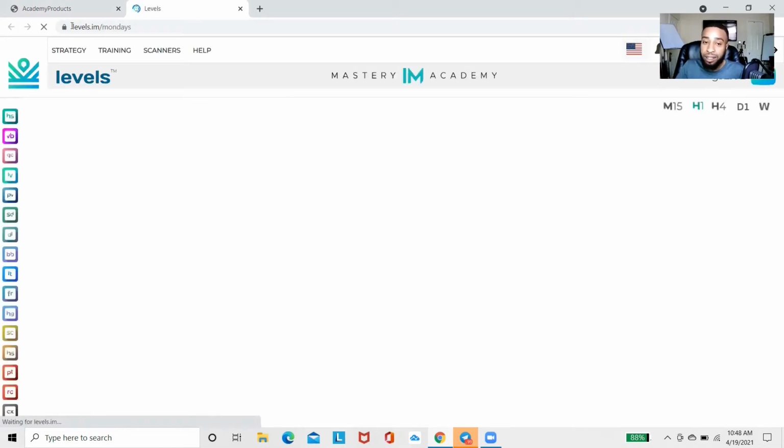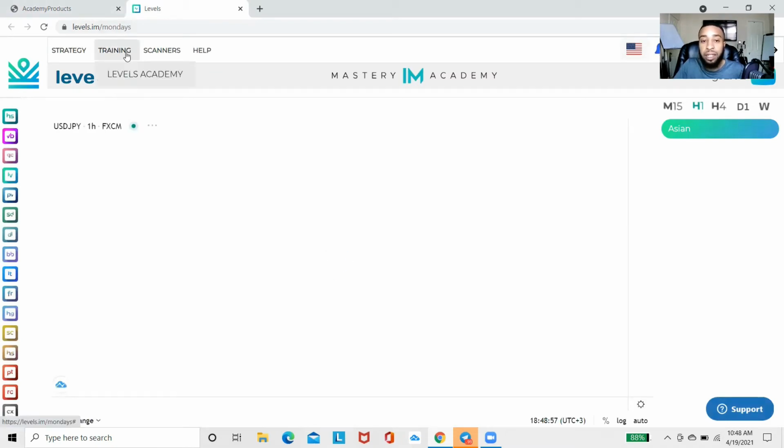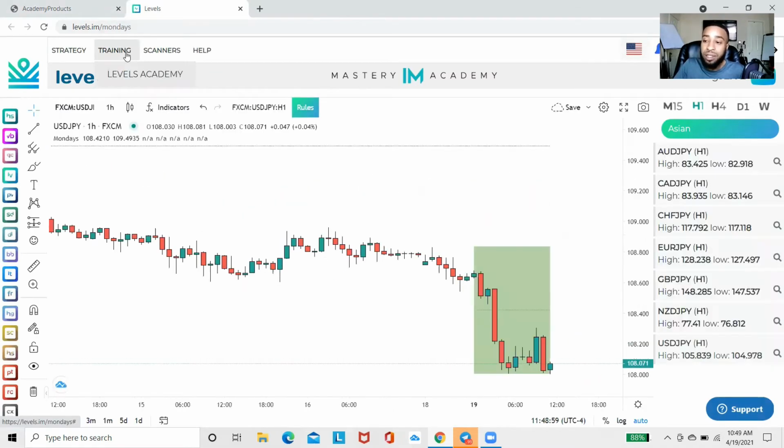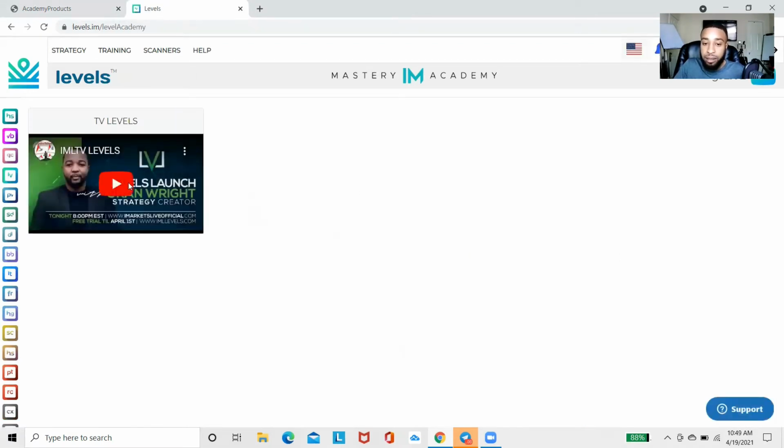I'm going to show you guys, because there are actually 3 different strategies within the level scanner. So first things first, if you click on where it says training, it's going to pull up a video.